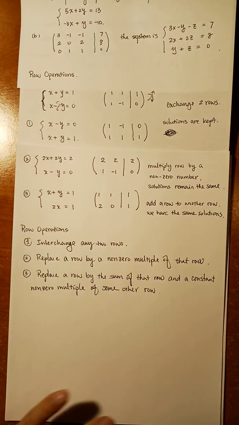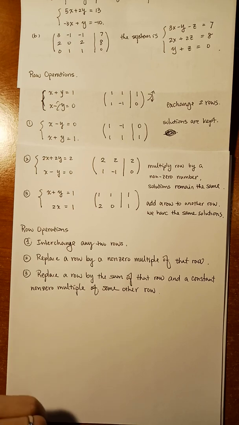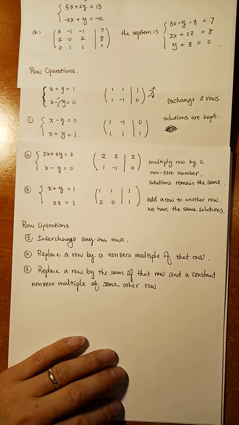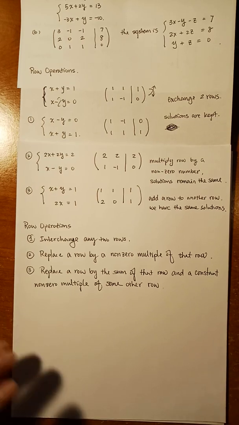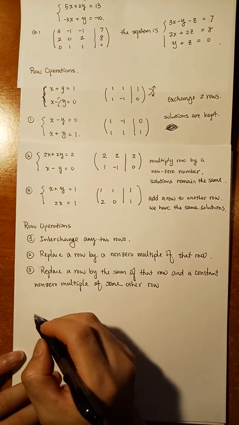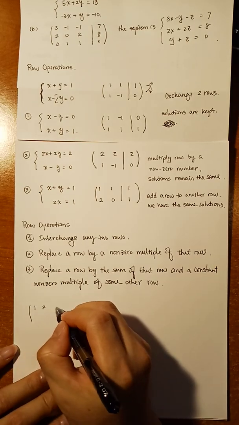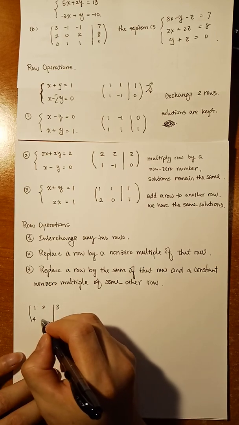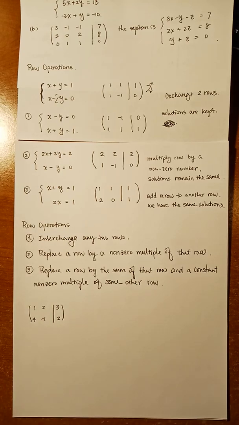Okay, so we have 3 row operations, and they are enough, and they will preserve the solutions. Let's see an example. We have an augmented matrix 1, 2, 3, 4, -1, and 2.